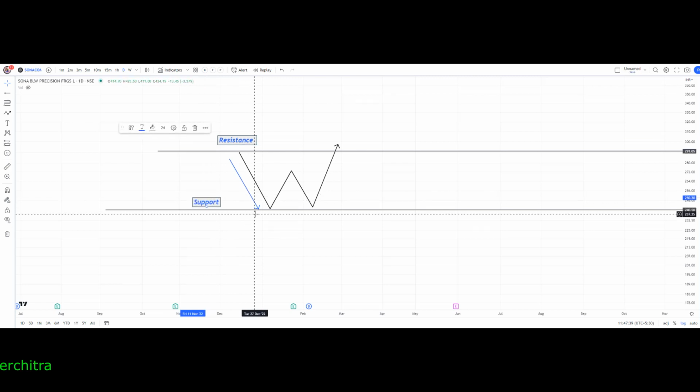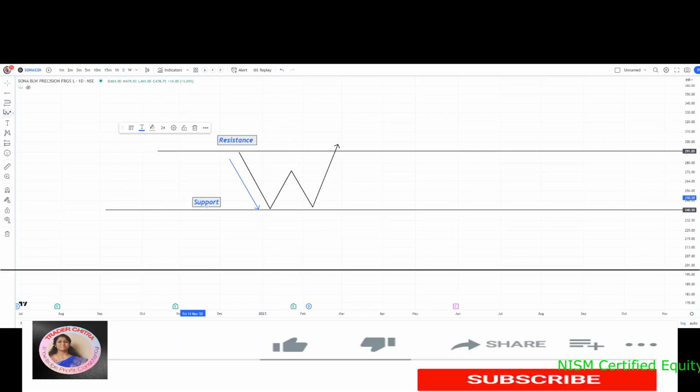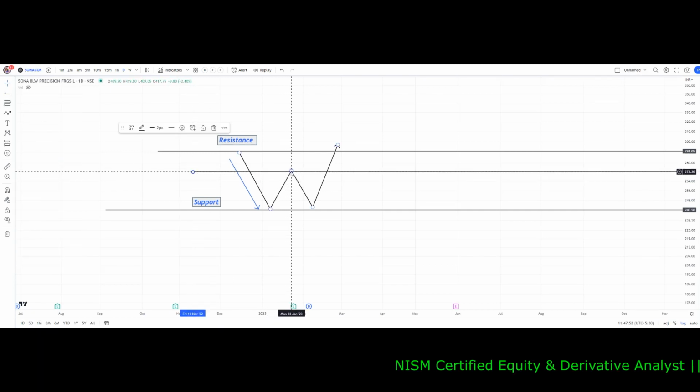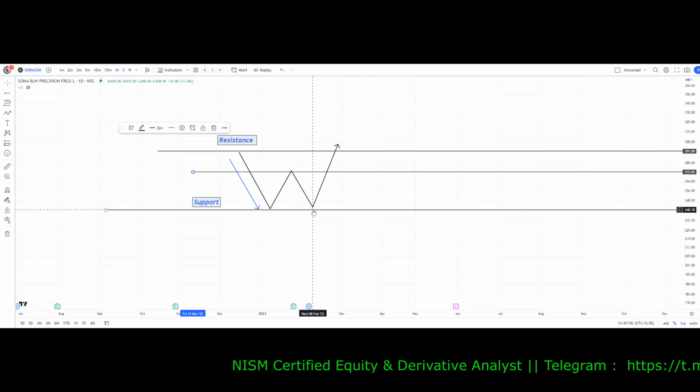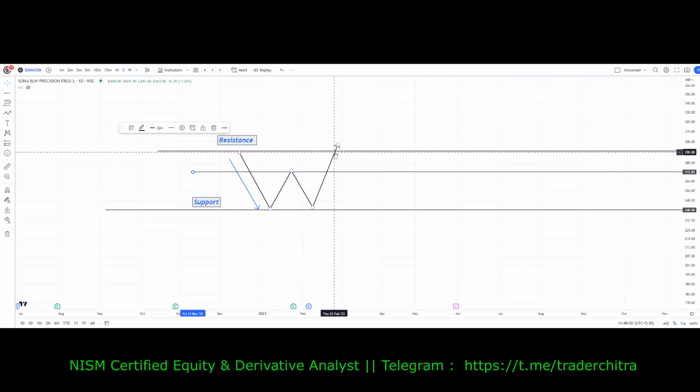From support we should always look for buying, that is, at the bottom we have to look for buying. So from here again the price went to the next resistance. We can put one more line here. So this is the next resistance. Once the price touched the resistance, it again retraced till the support level, and from there the price again went to our first resistance level.